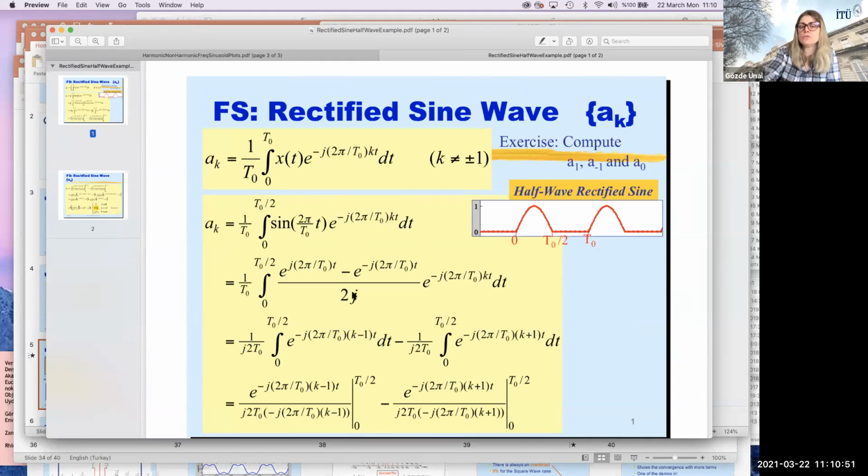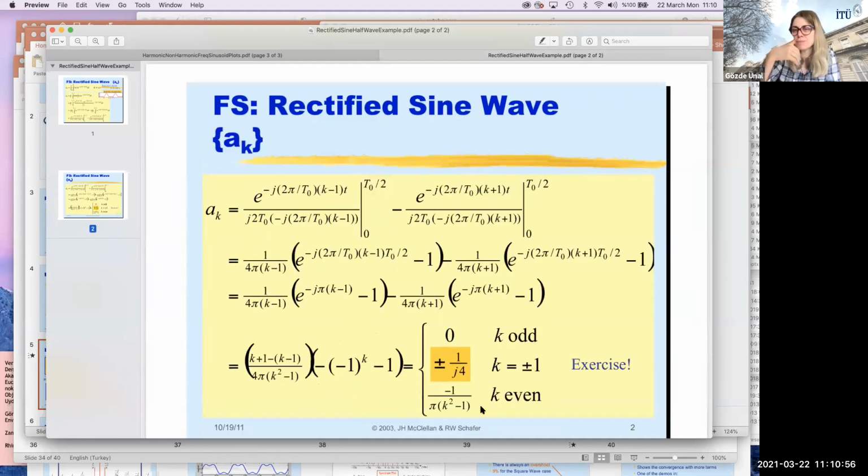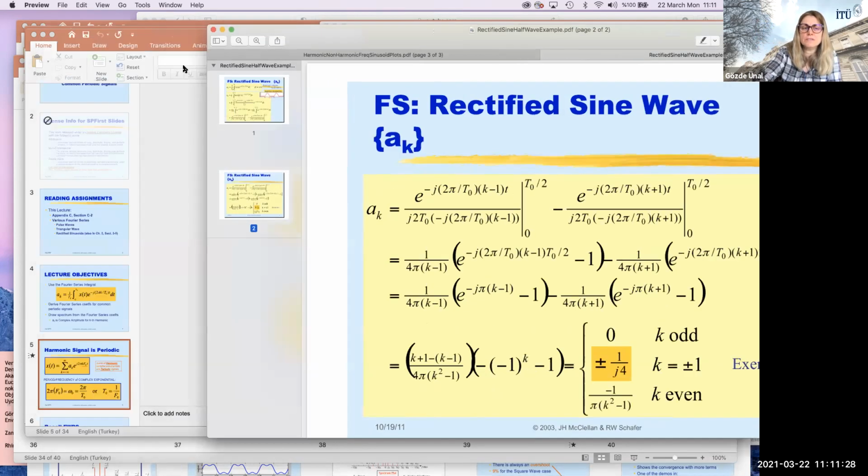0 to t0 over 2. You use your Euler formula. Okay, do the math. It required more manipulations, but in the end you see that for k odd it was 0, for k plus minus 1 it was a special case, and for k even, it is 1 over k square. The k plus minus 1 has to be done as a special case. Try to do it, we can share it with you.